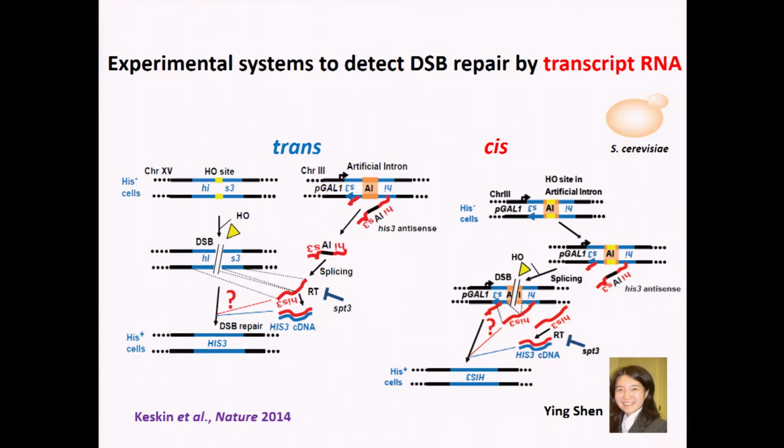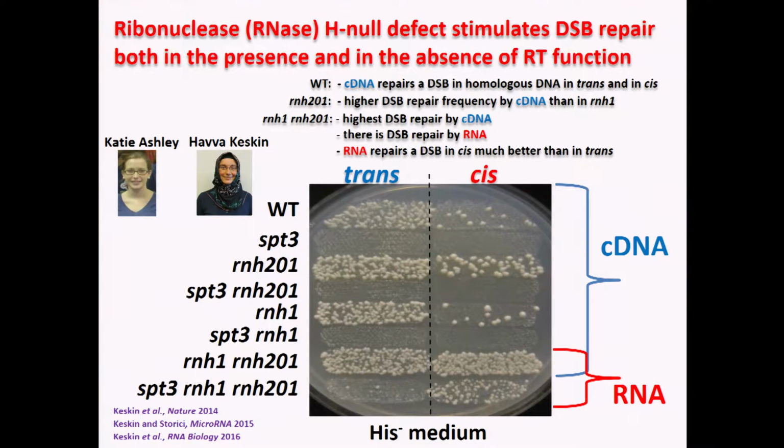After we induce the expression of the antisense and the double-strand break, we look at whether we can get His plus cells in these two systems. This was work done initially by an undergraduate, Katie Ashley, and then lots of work by Hava Keskin, a PhD student in the lab who just graduated. We found lots of His plus colonies for the trans, and also for the cis, but more for the trans, likely because in the trans system the RNA can be continuously generated.